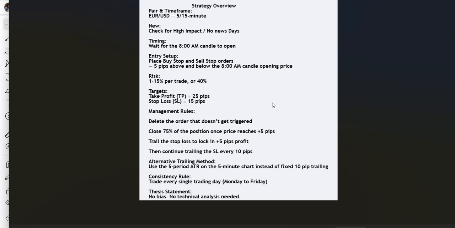So that's what I do when markets move 5 pips in my favor. I close 75% of that position, and I leave 25% in that position to trail if markets decide to continue moving in that direction I'm in.